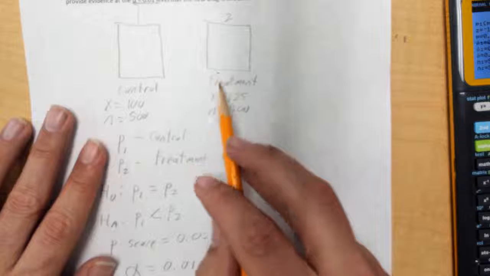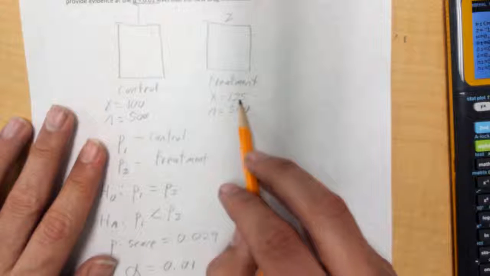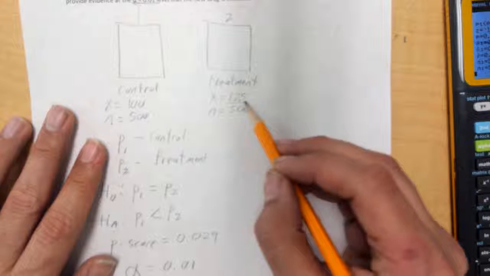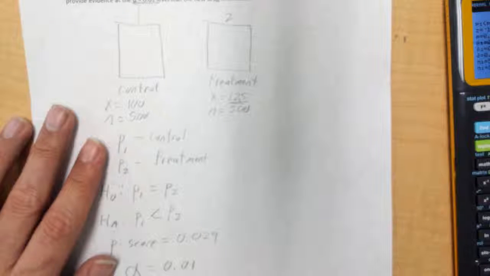Even though, if we look here at our numbers, we had more people get better on our drug than in the control group, this amount of people could just be attributed to random chance and not our drug actually making them better.